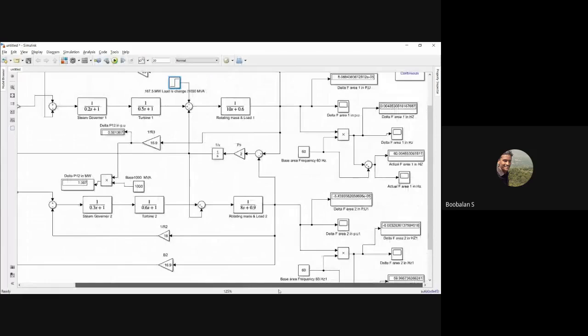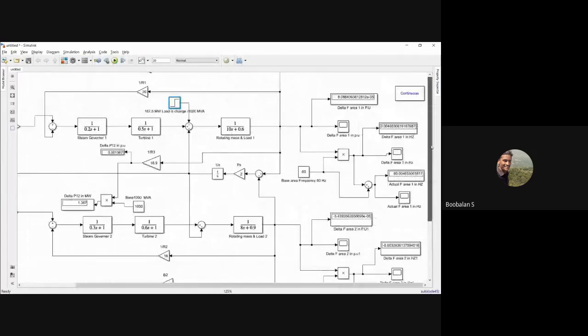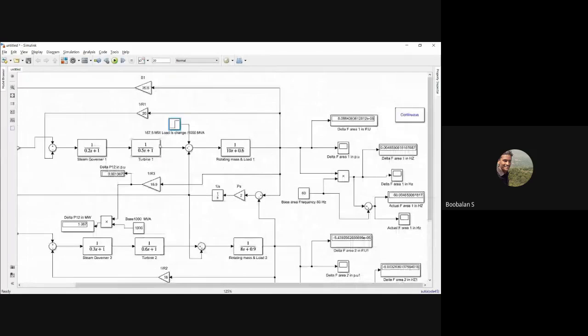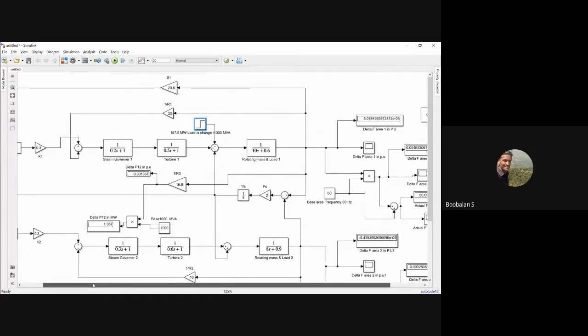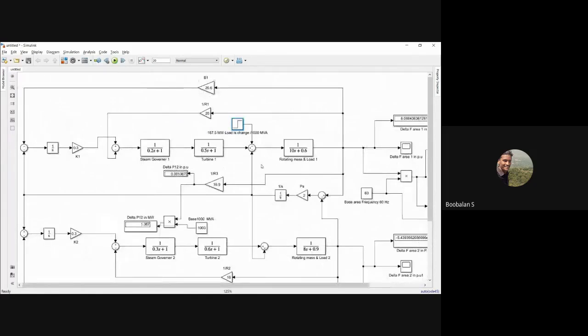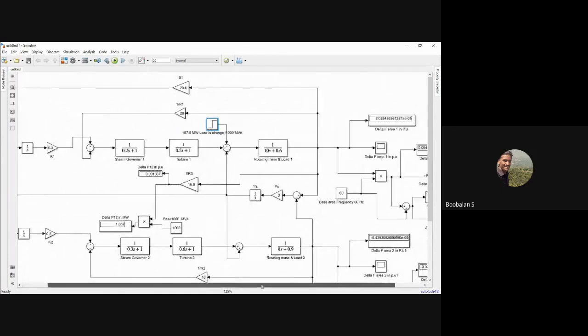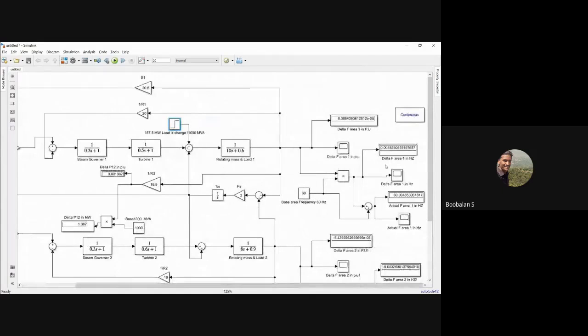You could see load is now changing on my generator number 1, right? About 187.5 load is now changing. So the delta frequency, because here actually the controller is now working, that's why automatically the change in frequency is brought to 0, and the actual frequency went to 60 Hz, right?